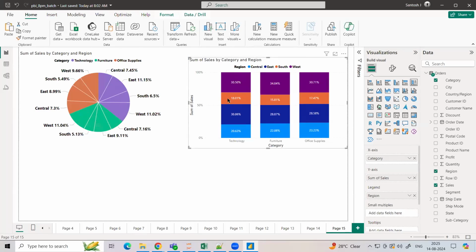Within technology, each region is broken into 30%, 20%. Overall, it will be 100%. In furniture, again, 22% is coming from central, 28% from east, 15% from south, 34% from west. Now, this is what I wanted. Within furniture, again, 100%. Within office supply, again, 100%. Within technology, 100%. This is what this chart is known for.